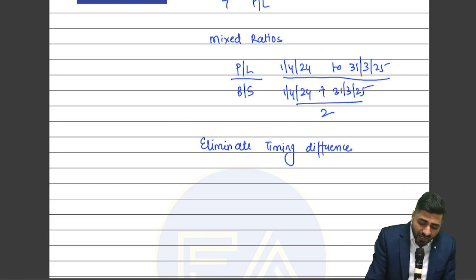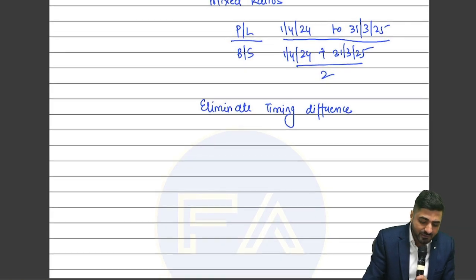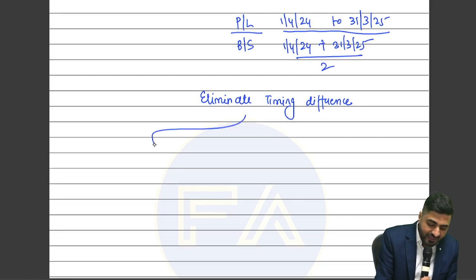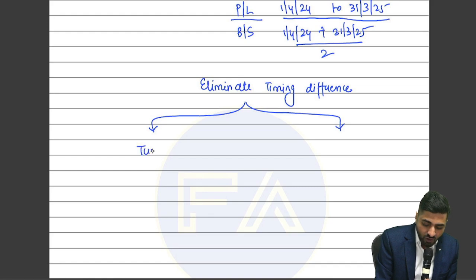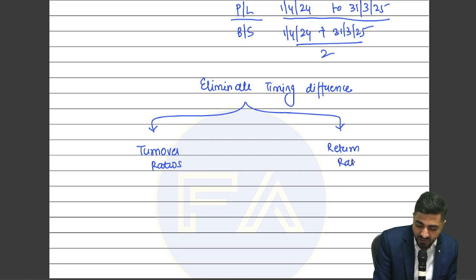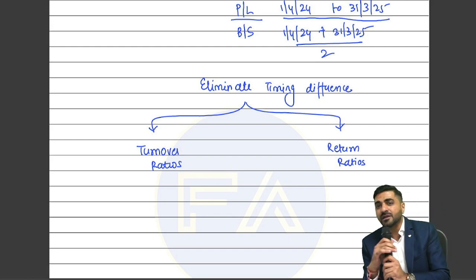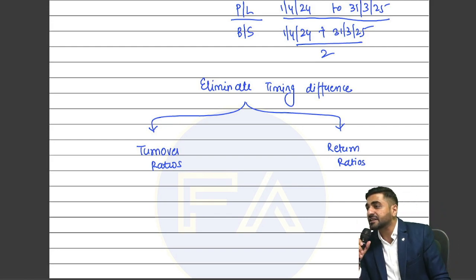Okay. But please tell me, these mixed ratios I will categorize into two main sets. The first set will be called your turnover ratio. And the second set will be called your return ratio. What will it be called, beta? Return ratio. Okay. Can you all please tell me what's the format of the income statement?